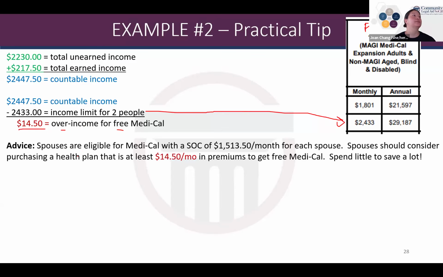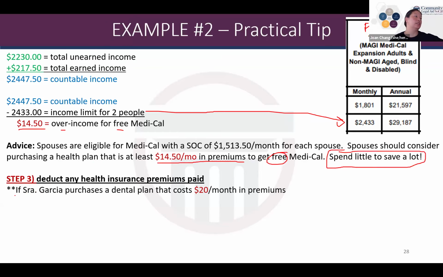Some practical advice. If the spouses purchase some sort of supplemental plan, like a dental plan, a vision plan, or even a Part D plan that's a little bit more expensive, if they purchase a plan that is at least $14.50 per month in premiums, then they actually get to be eligible for free Medi-Cal. So the concept is spending a little to save a lot.